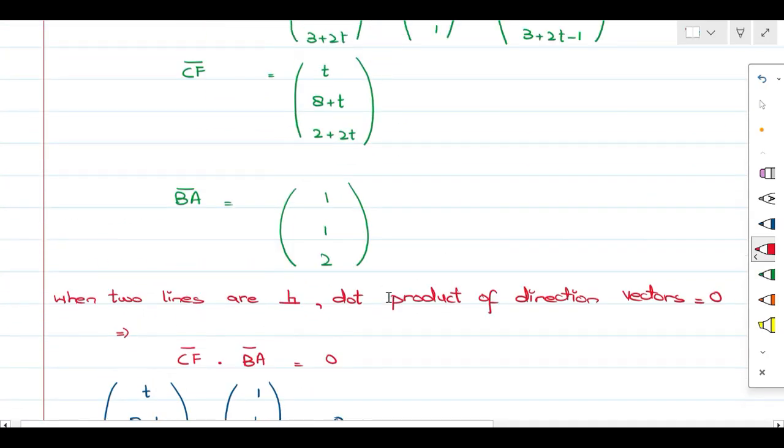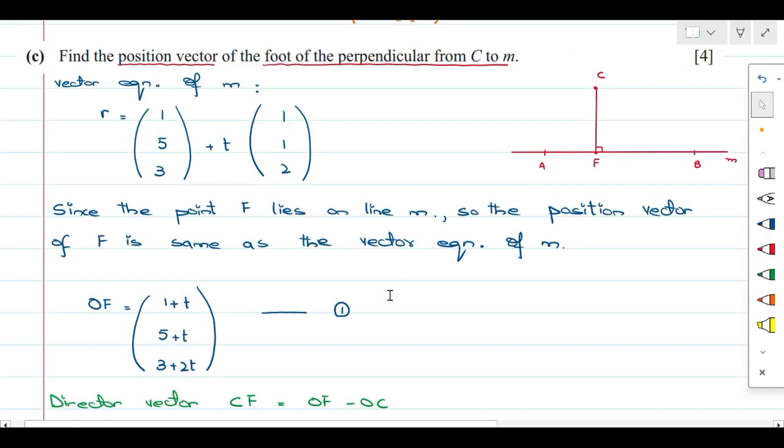All right. So in this question, we have to use the concept that we have a line M passing through the points A and B, and there is a point C, with a perpendicular from C to M. This point is your F. We need to figure out its position vector, right? So we have already done the vector equation of line M, and we come to know from this diagram that the point F lies on this line M. It means the position vector of F must equal the vector equation of line M. So you will get OF, right? To solve for OF, we need t, right?